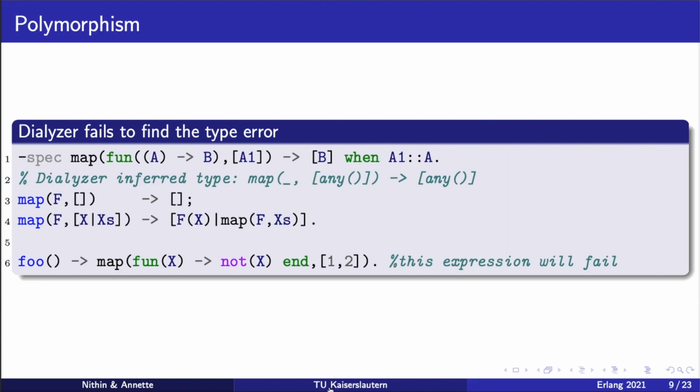Another case is polymorphism. Here the map function takes a function of type A to B and another list of type A, then applies that function A to B to each element in the given list, and returns a list of type B. But here is the type inferred by Dialyzer for the map function. It accepts any function and returns a list of any, and it fails to keep track of the polymorphic relationship within the function signature. In that case, we can call a boolean operating function on a list of integers, and this will crash at runtime.